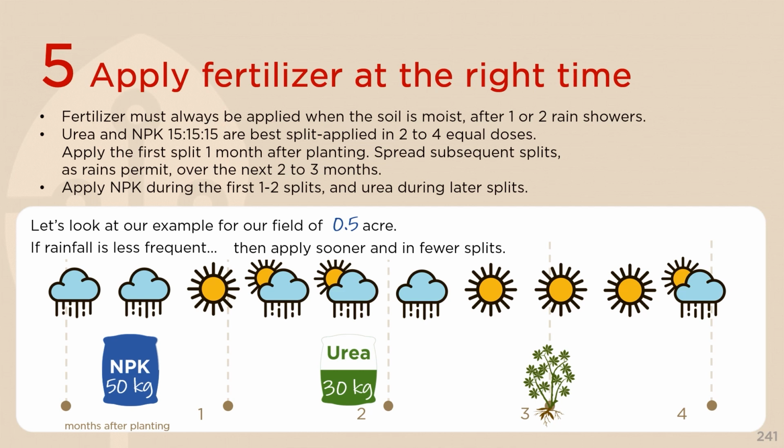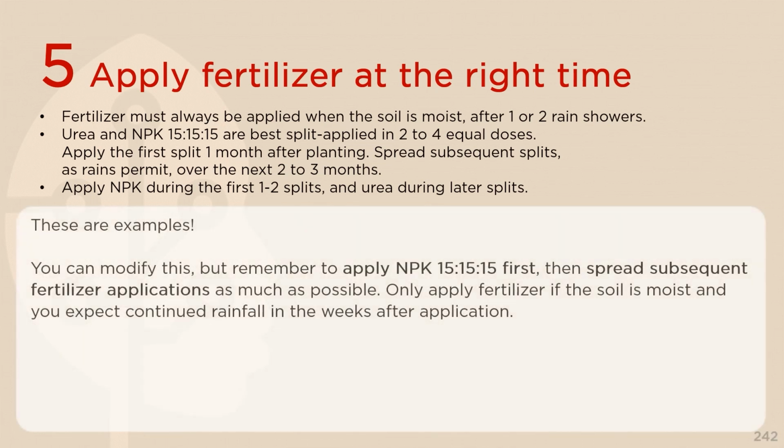First, apply NPK 15 to 15 to 15 within the first 4 weeks after planting, and then apply the urea within 8 weeks after planting. These are examples, and you can modify these, but remember to apply NPK 15 to 15 to 15 first, and spread subsequent fertilizer applications as much as possible.